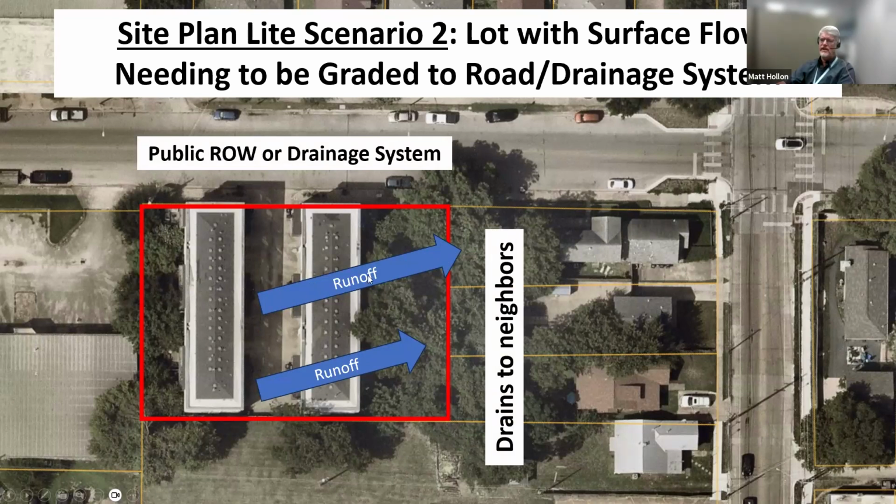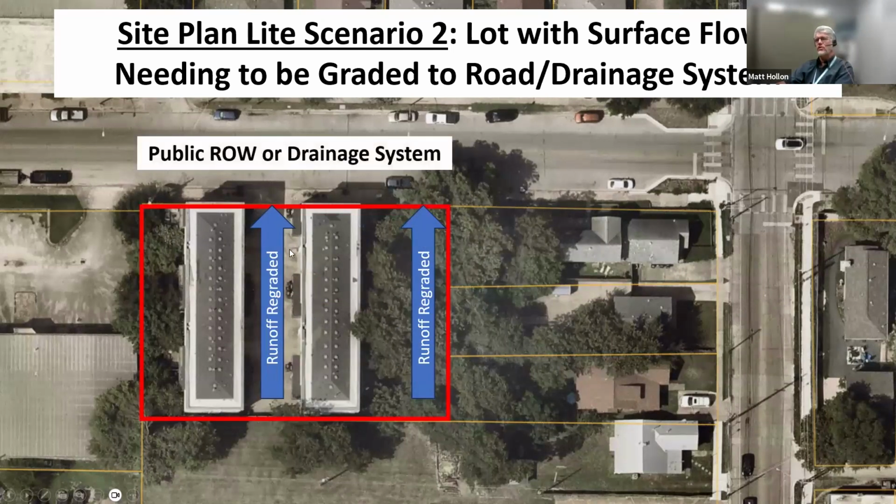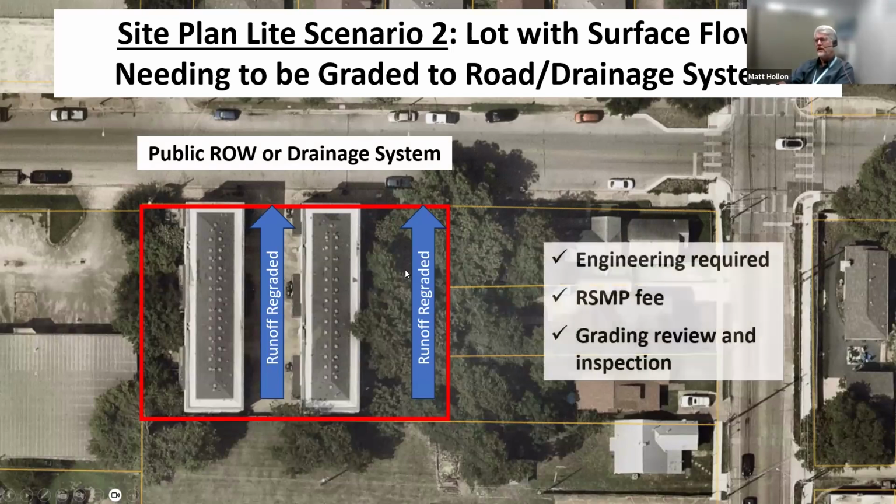And by the way, this project had an engineer and went through the whole thing. So this is really similar to what we're doing now. You would regrade your site, make sure the water goes from your project into a public right of way, a drainage system, and make sure that the neighbors are not affected. And so we're going to continue to ask that you have some engineering, that you pay a payment, but you don't have to build a detention pond.